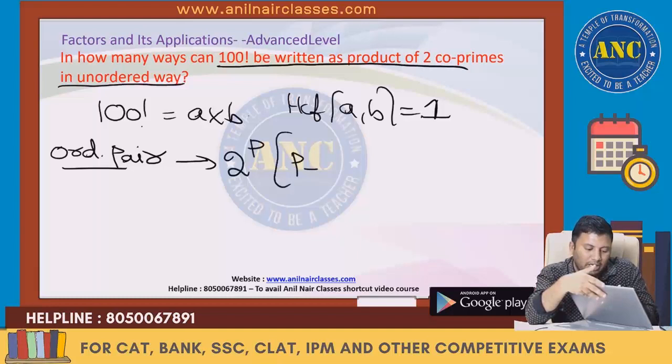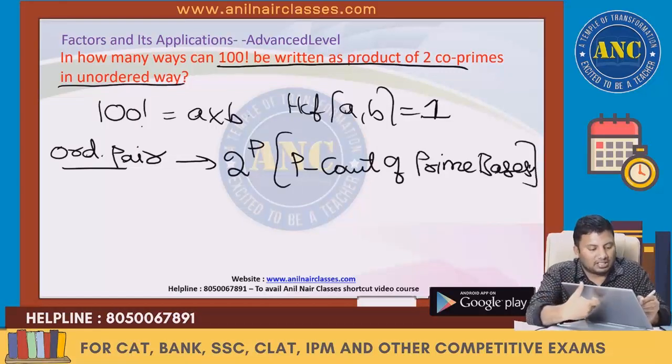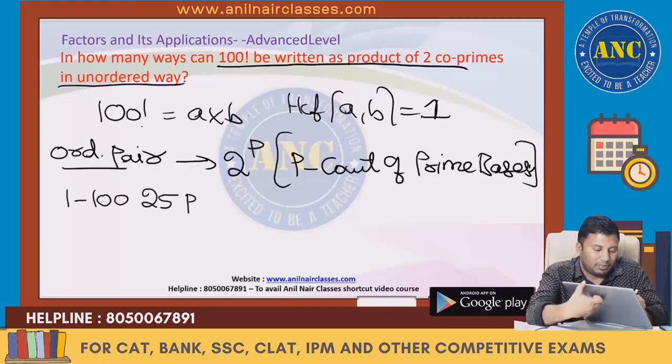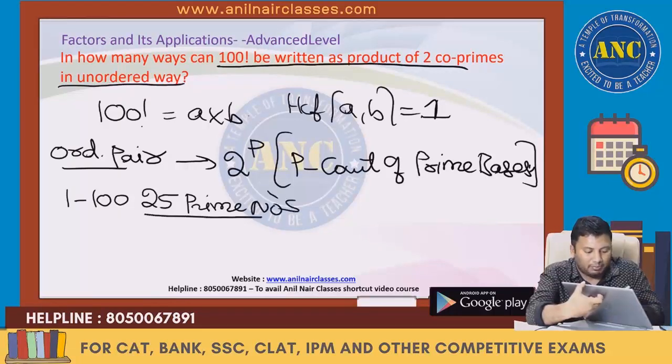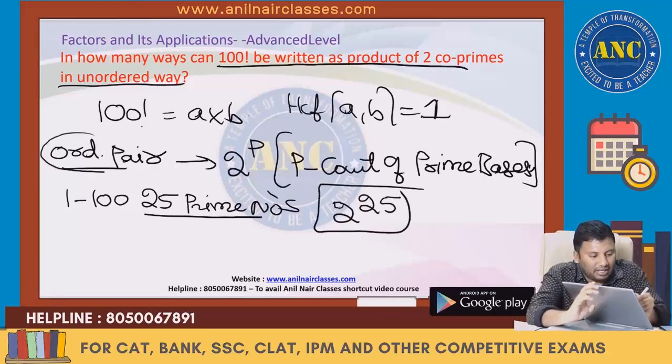What is p? p is nothing but the count of prime bases. From 1 to 100, there will be 25 prime numbers. So the answer is 2 power 25 if it is an ordered pair.